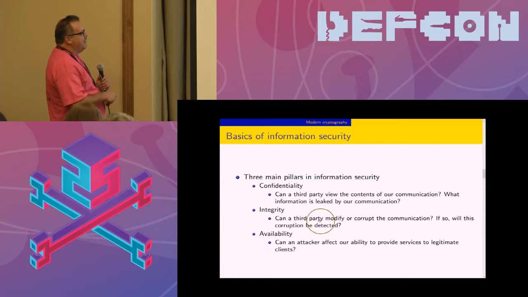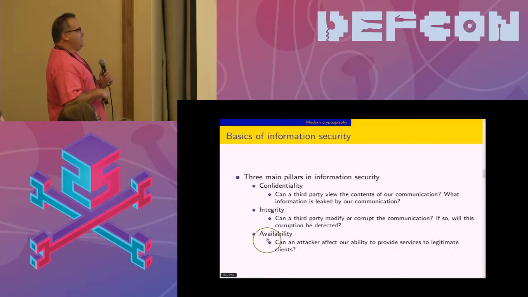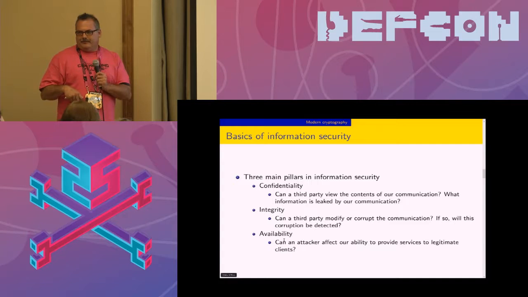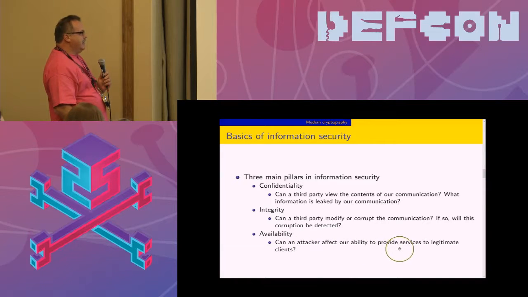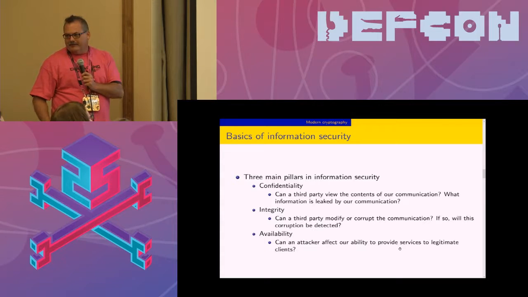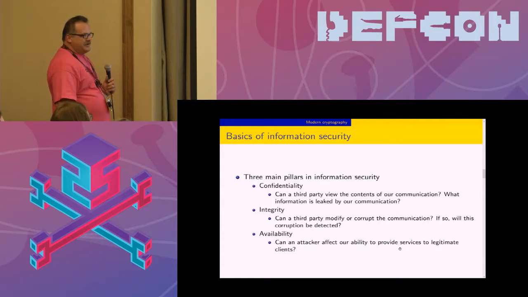Integrity. Can somebody, some third party, get in there and modify information, corrupt the communication? And if that happens, can we detect it? That would be nice to know. Availability. Can we even use our car in the first place? I don't want to get it disabled. So can somebody get in there and basically totally brick our vehicle, remotely brick it? It's a pretty interesting concept.